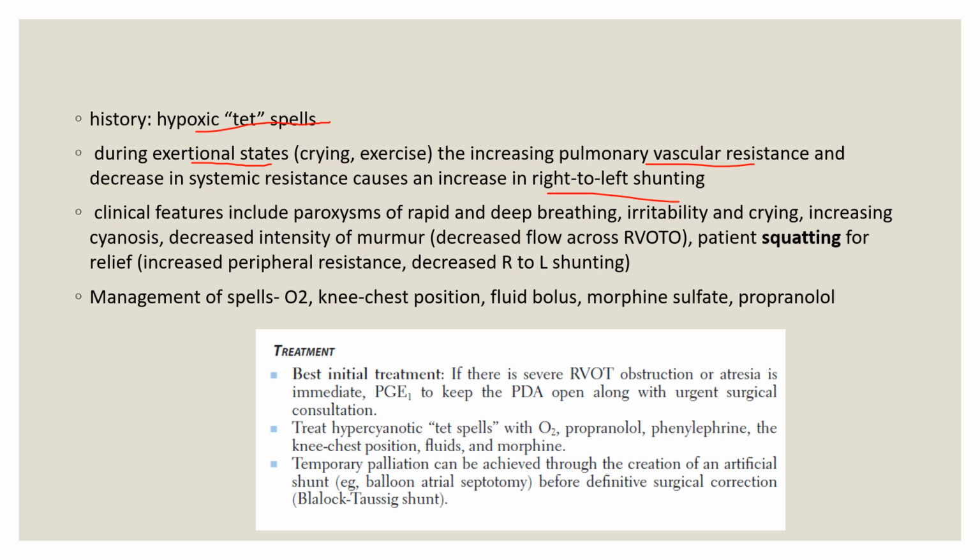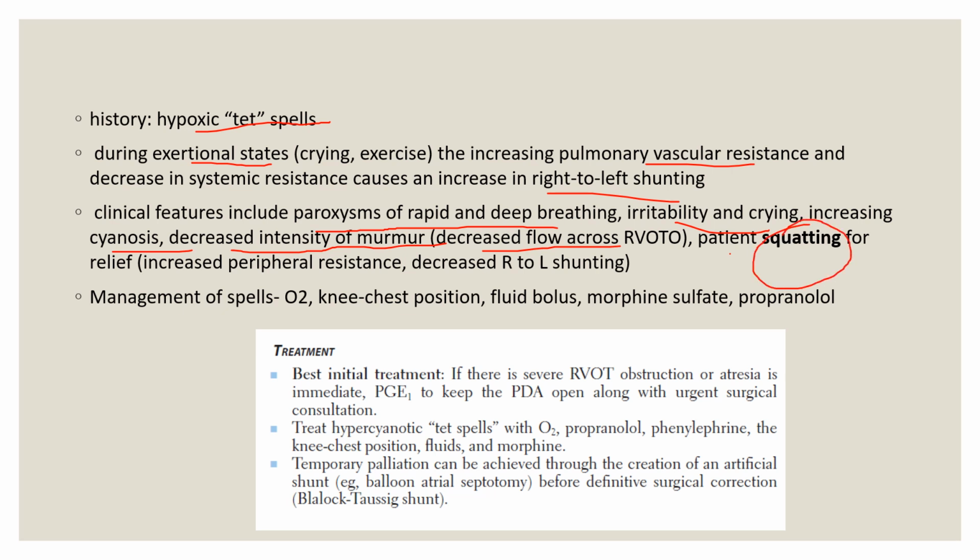The features can include paroxysms of rapid and deep breathing, irritability and crying because of hypoxemia and cyanosis, and there is increase in cyanosis with decreased intensity of murmur because there is decreased flow across the right ventricular outflow tract obstruction or the pulmonary valve, and there is a large VSD, so the murmur is usually reduced in intensity during these spells. And the patient will squat for relief. So this is classical of this.